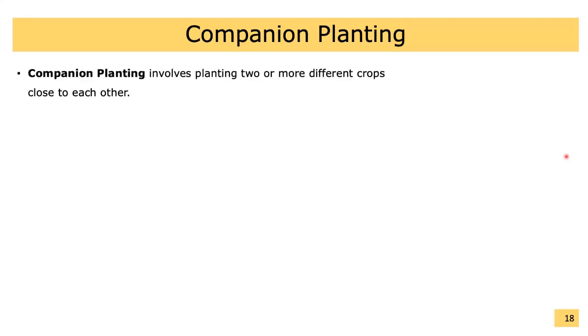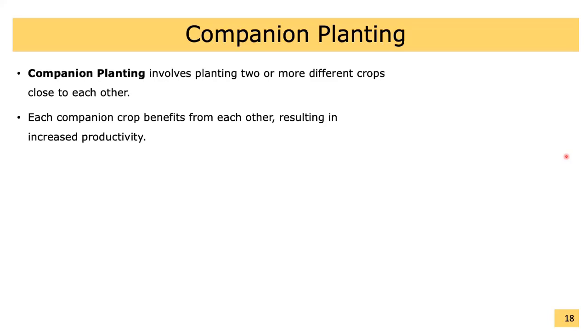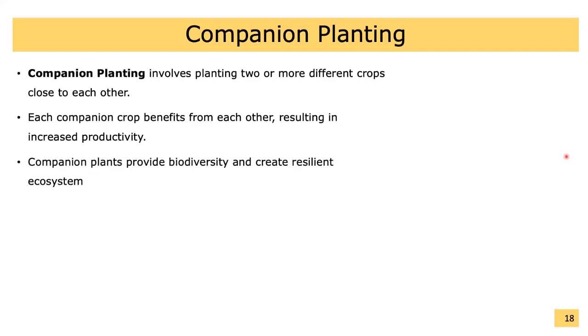Companion planting. Companion planting involves planting two or more different crops close to each other, and they benefit each other, resulting in increased productivity. Companion plants provide biodiversity and create a resilient ecosystem. Together, they resist pests or adverse weather conditions effectively.